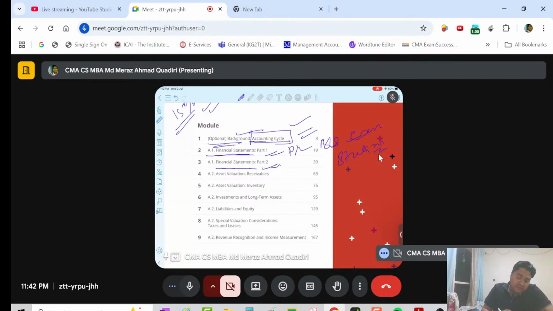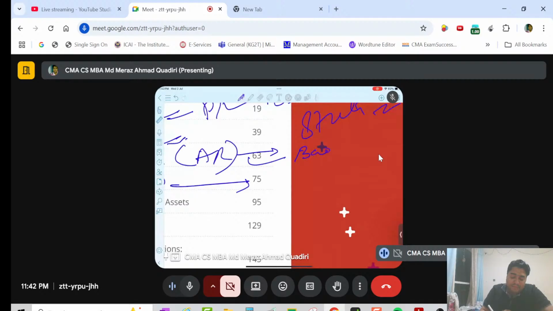Now coming to the asset valuations, here you are going to study AR, accounts receivable. Then you have inventory. In AR, you will learn about bad debts, provision for bad debts, and recovery of bad debts. So you will learn in detail how these are recorded in the books.